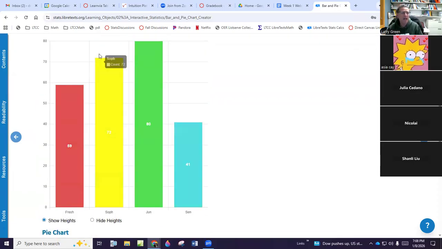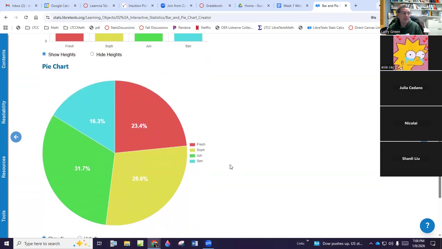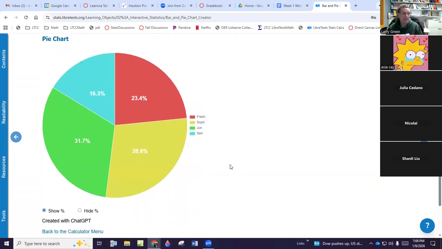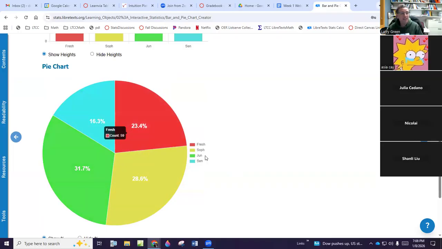Somebody wanted me to be able to hide these height numbers. I don't want to do that, so the standard is show heights. And it gives you the bar chart. This tells you how many in each. Notice this works for qualitative data. That's fine. And it says fresh, soft, June, and senior. And then a pie chart. Okay. And you can also show and hide. And there's a pie chart.